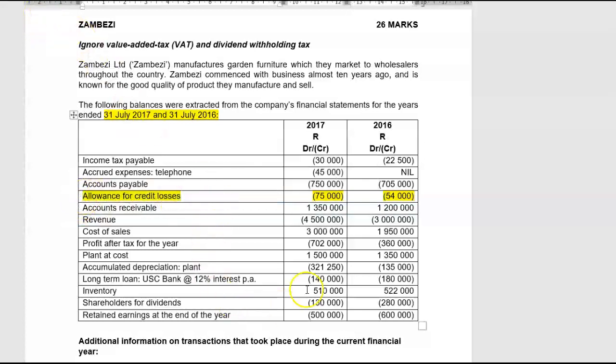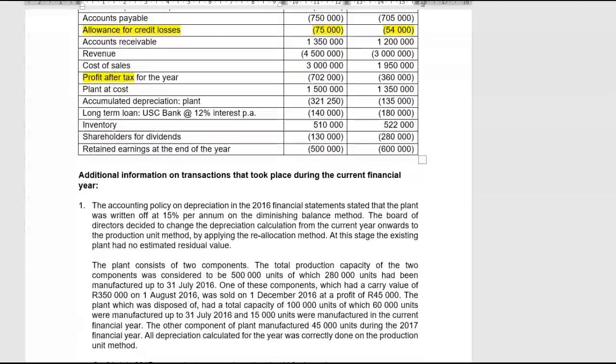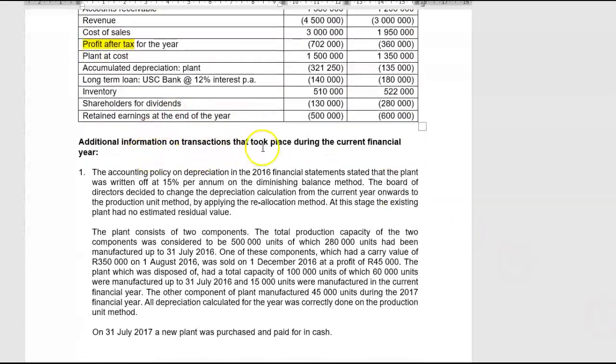Let's mark that one so that we don't forget it. Accounts receivable, revenue, cost of sales, profit after tax for the year. Plant at cost, accumulated depreciation on the plant, long-term loan, inventory, shareholders for dividends, and retained earnings at the end of the year. Additional information on transactions that took place during the current financial year.